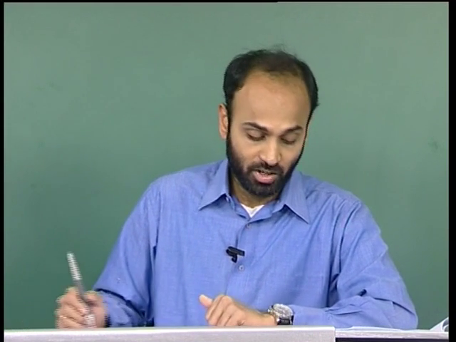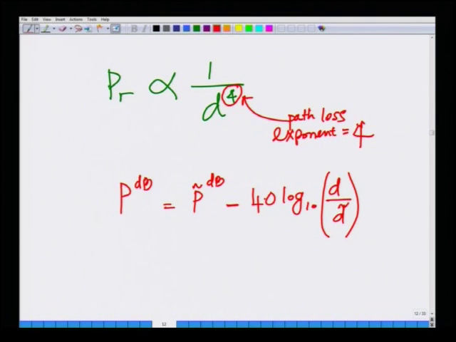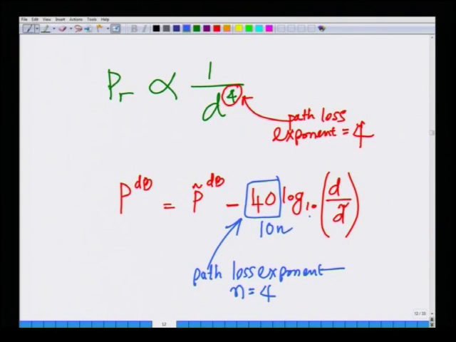Hence, going back to our free space loss equation, one can write the received power in dB as P tilde, some reference power at distance d naught, minus 40 log 10 d over d naught, which says that there is a 40 dB per decade decrease in the power. P tilde is some reference power at distance d naught. This is the major aspect which arises because path loss exponent n equals 4, and this is essentially 10 times n.